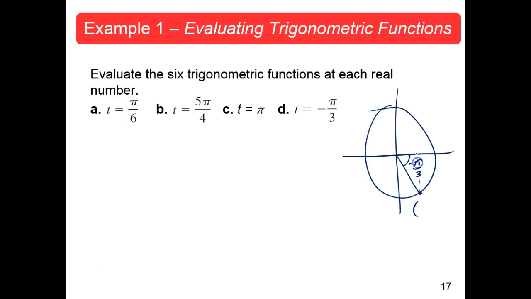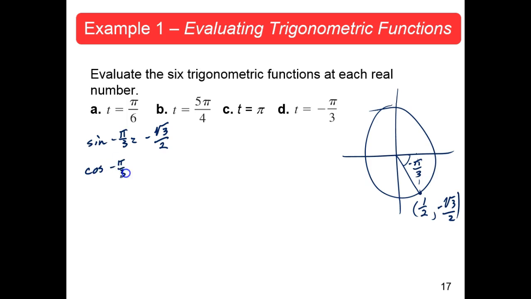The x you can almost guess. 1/2. And then what is the y that goes with 1/2? Negative square root of 3 over 2. All right. Everybody agree that's where we are and that's the location, right? So let's start with our functions. What's the sine of negative pi thirds? Negative square root of 3 over 2. Did everybody see how we got it?